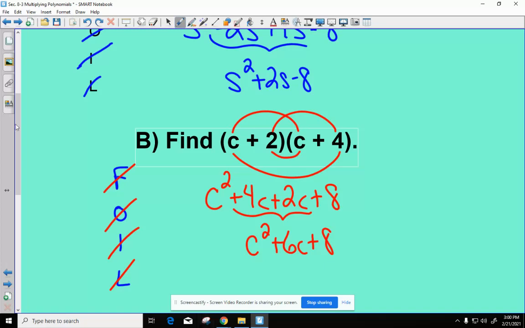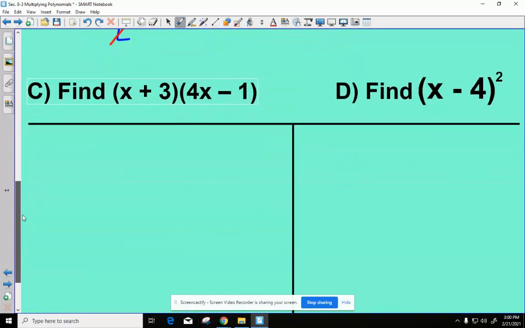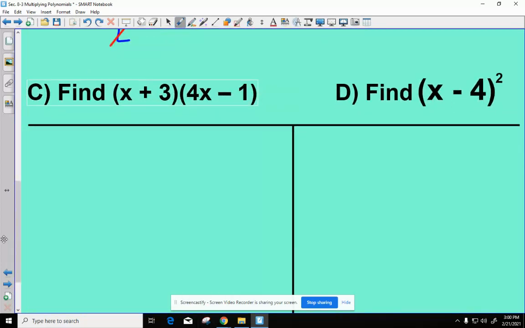All right, so let's try these two down here. Go ahead and pause your video at this point, thinking about what am I going to get for answers. Come back, check to see how you did. All right, here we go.